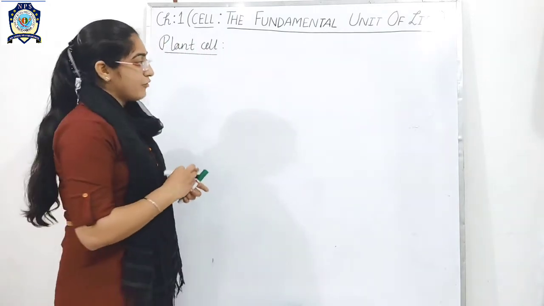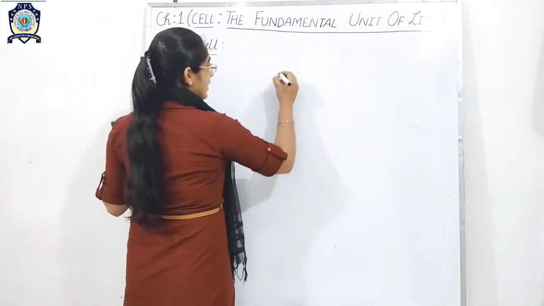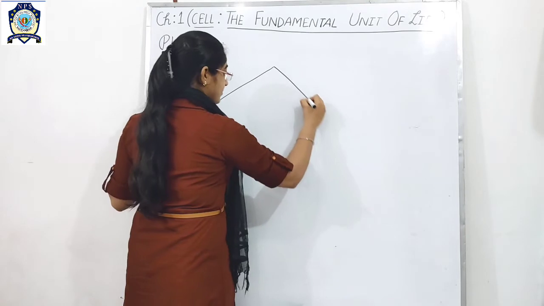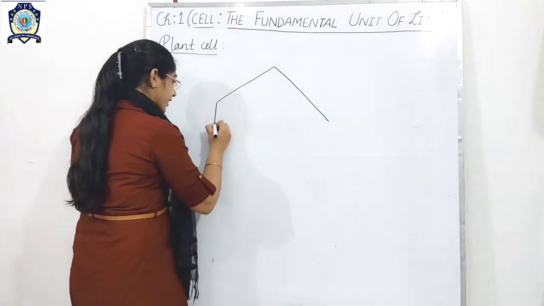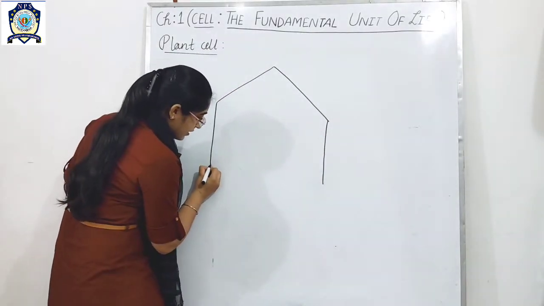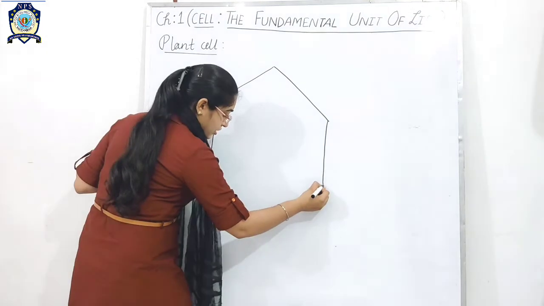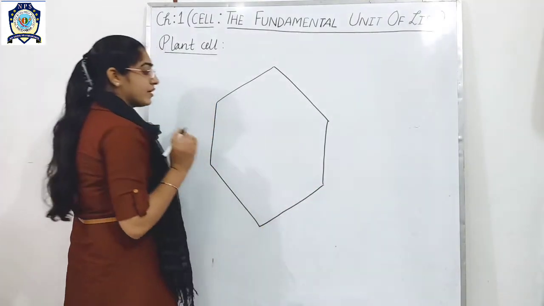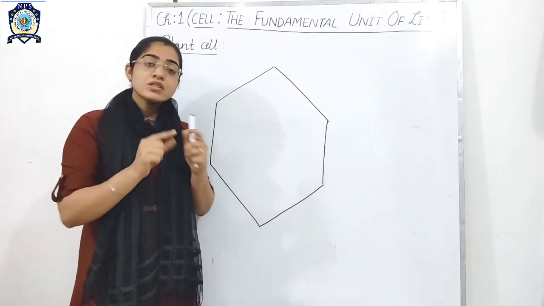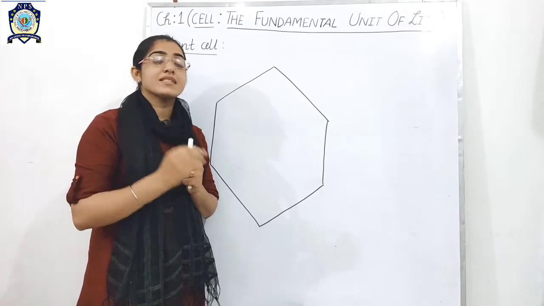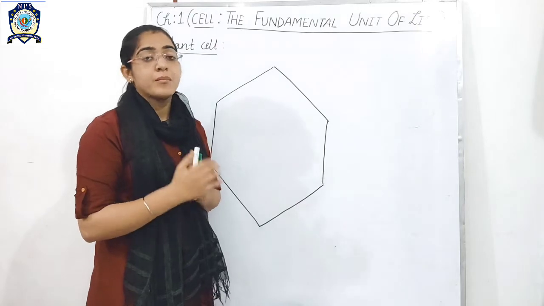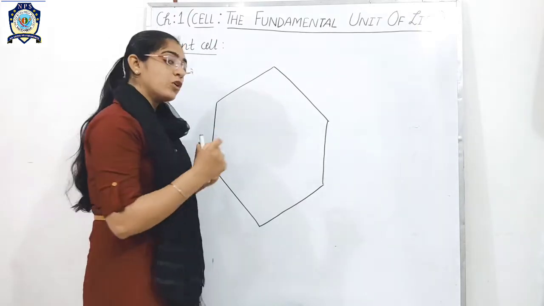So if we draw the structure of a plant cell, it is hexagonal in structure. In this way, you can easily draw it. This is the structure of a typical plant cell, okay? And as you know, on the outer surface of a cell there is a membrane, a protective layer, and that layer is called the plasma membrane, or plasma lemma.